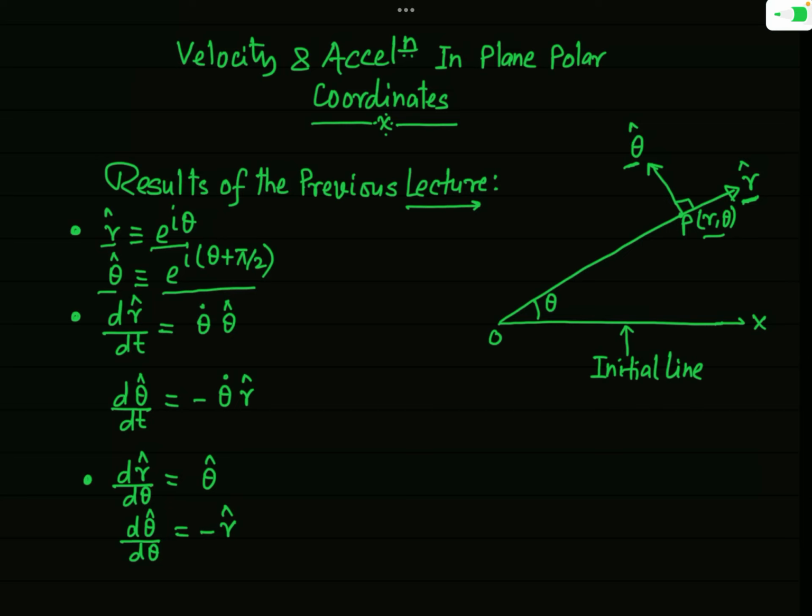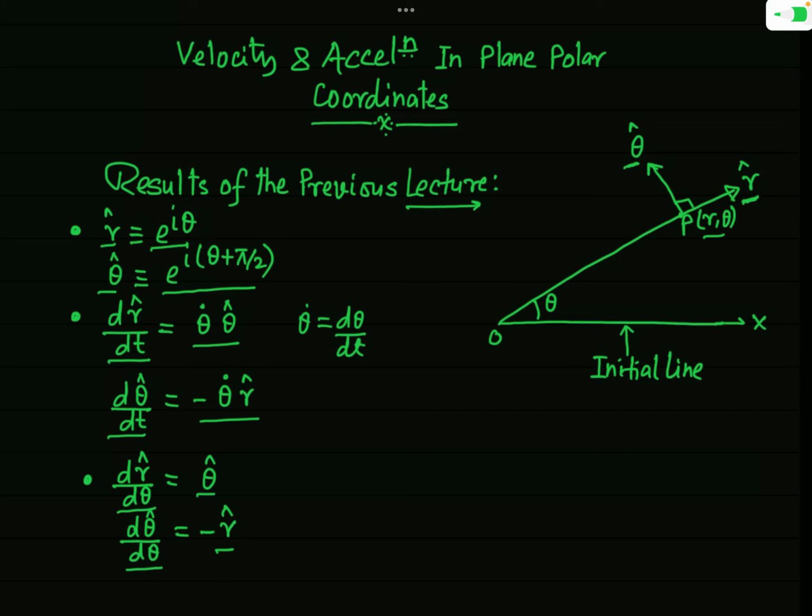Apart from this, you have seen that the time derivative of r hat, that is of the radial unit vector, was obtained in the previous lecture as theta dot theta hat, where theta dot is just the time derivative of theta, that is d theta by dt written as theta dot. Similarly, we have also seen that d theta hat by dt is equal to minus theta dot r hat. And we have also seen that the derivative of r hat with respect to theta, that is d r hat by d theta, is equal to theta hat, and d theta hat by d theta is equal to minus r hat. All these results we have discussed in the previous lecture.